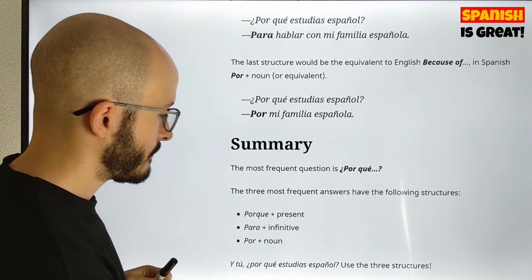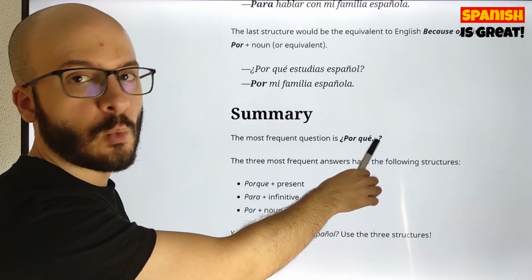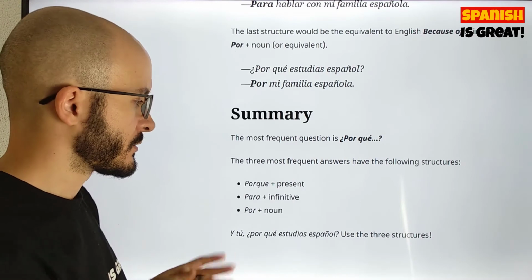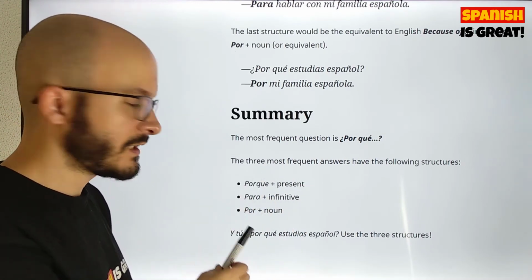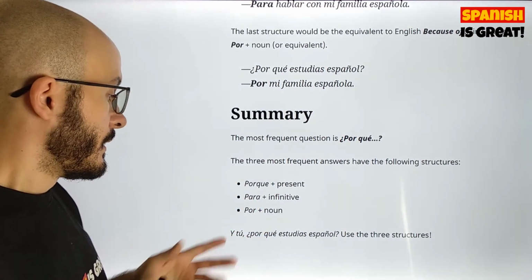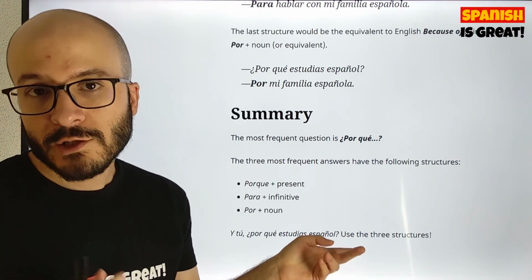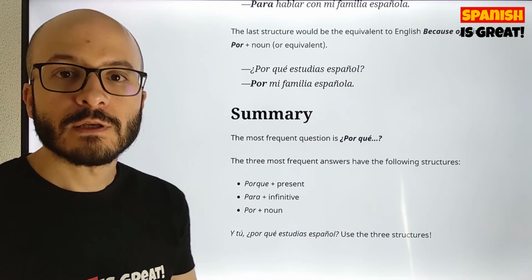So the summary here. The most frequent question is ¿por qué? Why? And the three most frequent answers have the following structures. Porque plus present, para plus infinitive, and por plus noun. Okay? ¿Y tú, por qué estudias español? Try to use, as some kind of super tiny homework, the three structures.